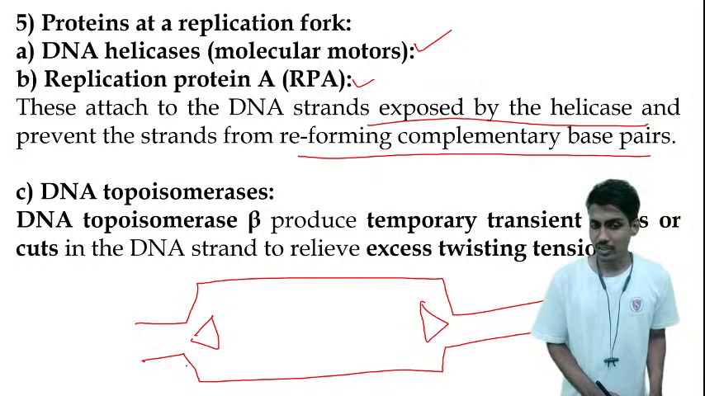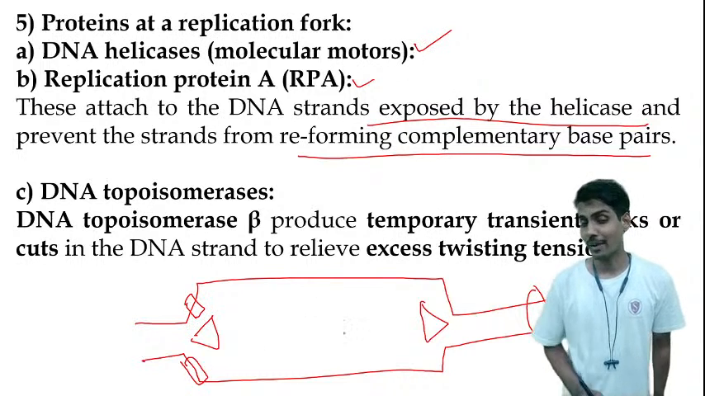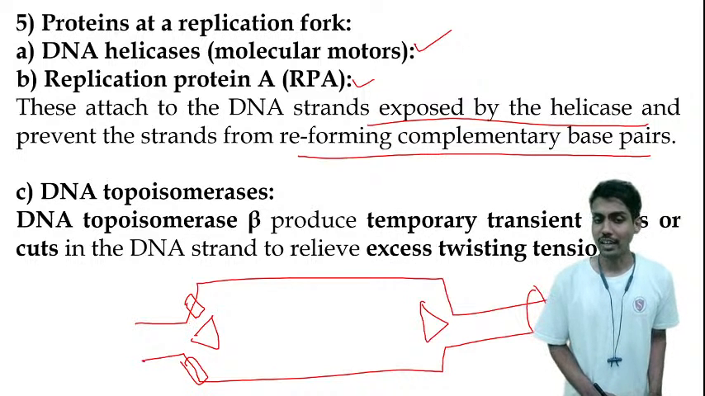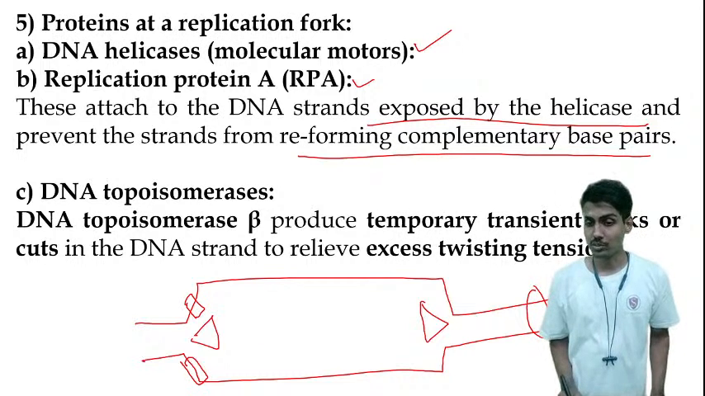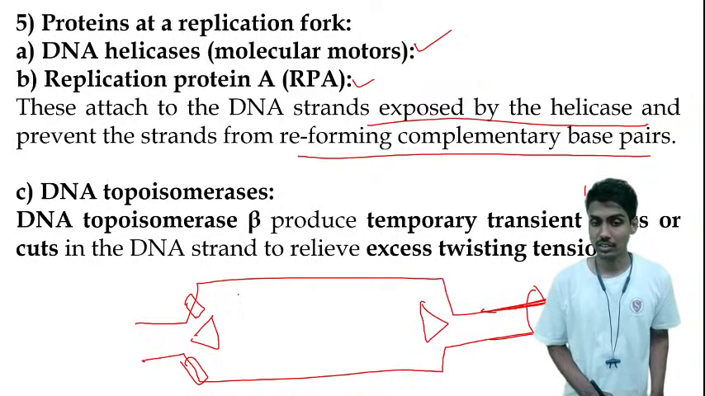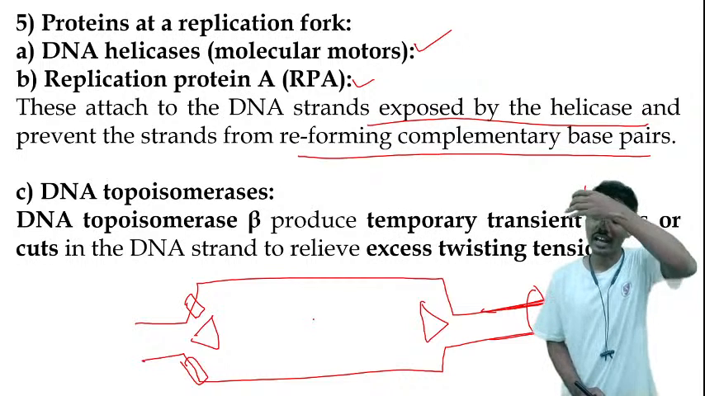If we don't protect these strands from again forming a structure like this, then we will have a problem. That protection occurs with the help of RPA, the single stranded binding proteins. They will not allow these two strands to attach again or reform the bonds between them. So that is prevented by the single stranded binding protein, which in eukaryotes is called RPA.